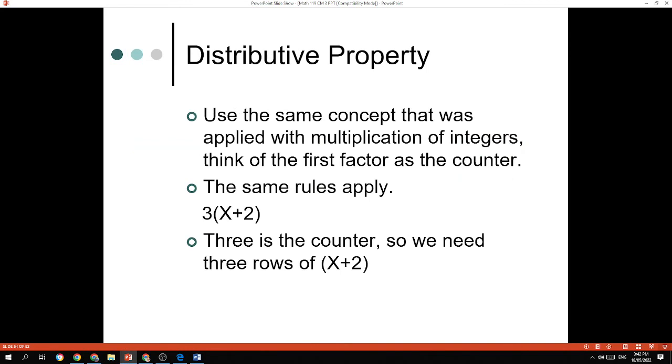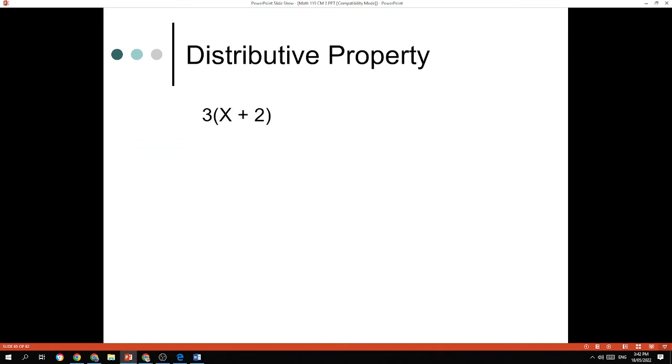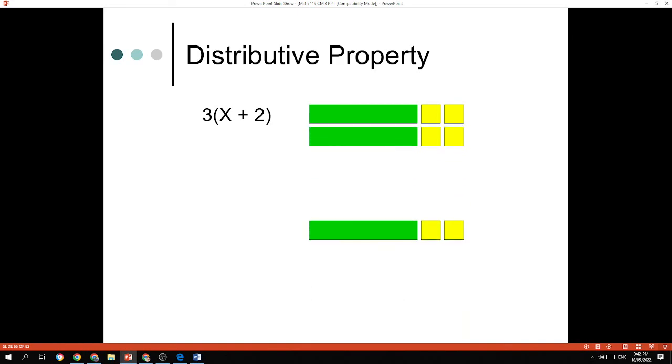Okay? Now, distributive property is the same concept. So if I have 3 times x plus 2, I have x plus 2, then 3 groups of x plus 2. So I have now 3x, plus 6. So this is 3x plus 6. Okay?